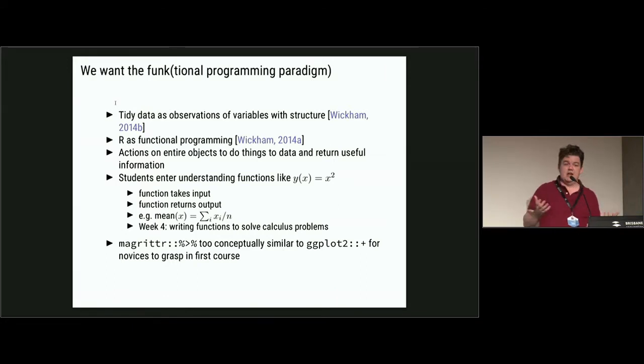So of course tidy data is observations. You've got rows that are observations, you've got columns in your data frame that represent variables, and R is really good with functional programming. We're doing things to objects to make more useful information. Students coming in generally understand a function as, oh, y equals x squared, that's a function. If I put in x, I square it and I get out a y. So we teach them about what a function is, so that by the time they're in their 4th week, they're able to write functions to solve calculus problems, like differentiating things and plotting them.